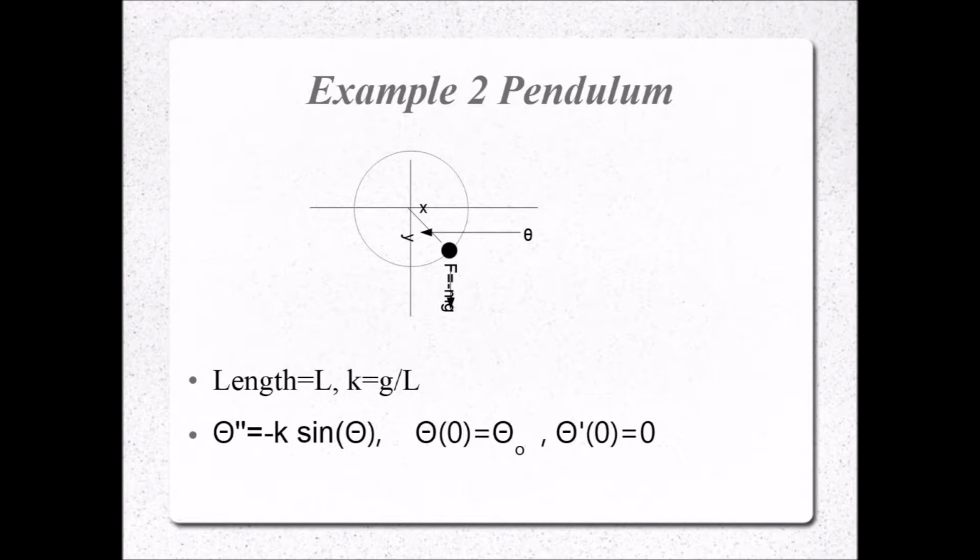The equation of motion is theta double prime, that's theta with two derivatives in time, is equal to minus k sine theta, where k is equal to g over L. For initial conditions, we have theta of 0 is equal to theta sub 0, and theta prime of 0 is equal to 0.